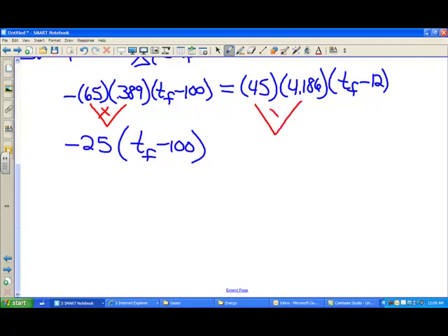We're going to do the same thing on this side. We're going to take those two numbers and multiply them together. And when you do that, you get 188, and I believe I dropped some decimals there, but this is still times T final minus 12.